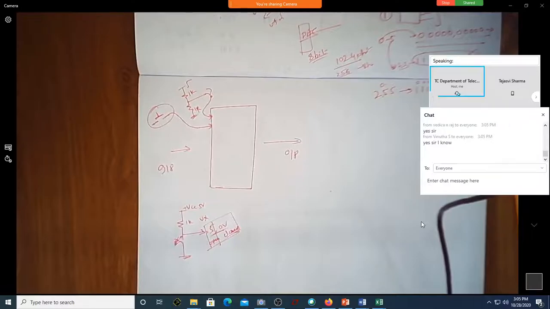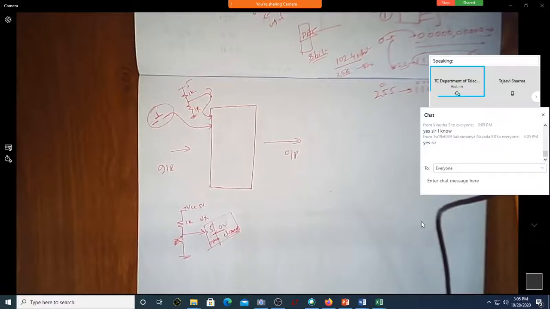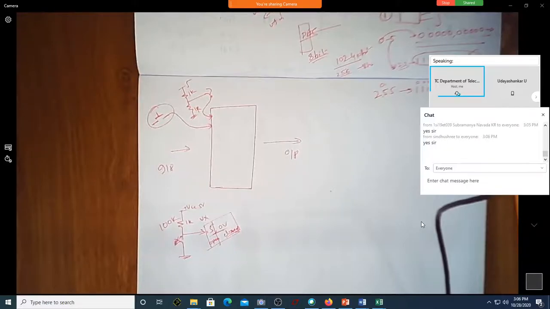Okay, Uday Shankar, can you explain to me, when the switch is open, how is it 5 volts? Sir, at one end the voltage is 5 volts. Okay, how about that resistor? Instead of 1K, I'll put 100K. Will it still be 5 volts? No, sir.